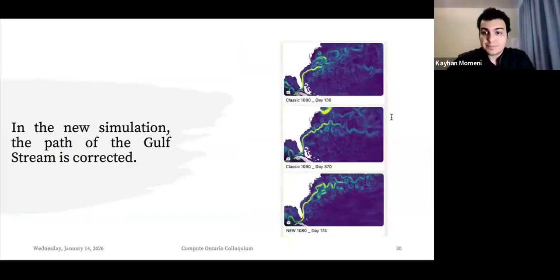Okay, so to show you some of the improvements in the new model, this figure shows the Gulf Stream path. The top and the middle panels are basically for the classic LLC 1080, and the bottom panel shows the new LLC 1080 configuration. As you can see, in the new model, the Gulf Stream has shifted northward, where it should be. So that's what we already see in our baby model.